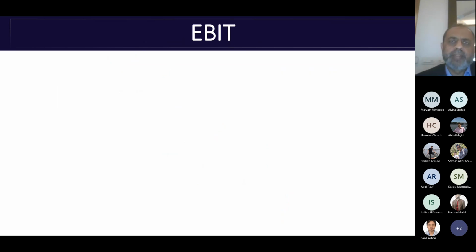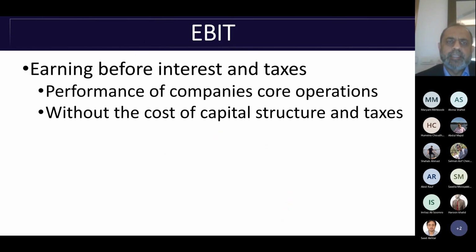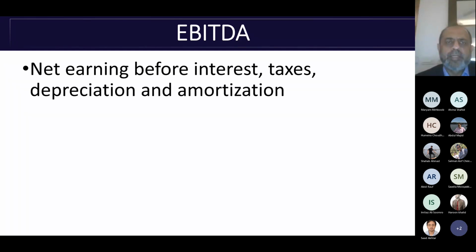So this is EBIT. EBIT, as I said, is earnings before interest and taxes. So they gauge the performance of the company's core operations without the cost of capital structure and taxes. This is the operating income, and this is the net earnings before interest, taxes, depreciation, and amortization. And you know what is depreciation? Depreciation is if you have bought, let's say a hospital has bought 4 crore rupees worth of medical equipment, so every year it'll start losing its value.